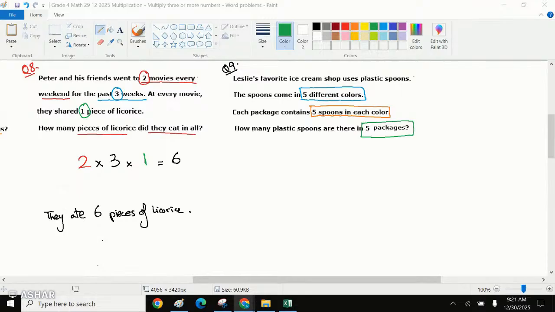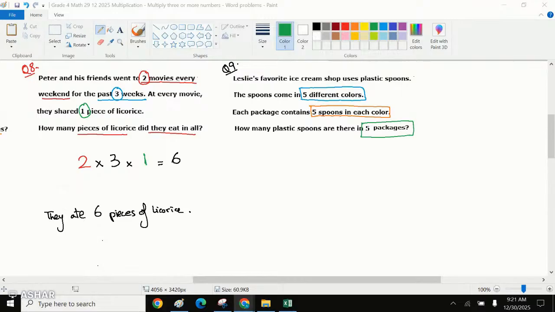You need to understand there are 5 different colors of spoon in one packet. And each of the colors has 5 spoons. That means if they are red, we will have 5. If they are blue, we will have 5. Green will have 5. Yellow will have 5. And purple will have 5. That means 5 colors each have 5 each. That means one packet has 25, right?